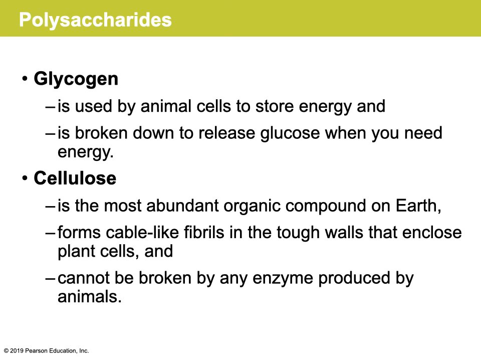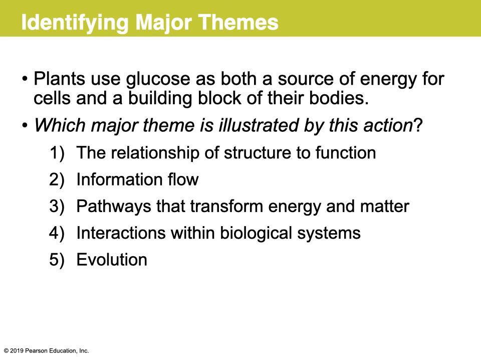Cellulose is really the most abundant organic compound on Earth, because think of all the plants out there. All those plant cell walls are made primarily of cellulose. If you look at them in close detail, you see that they form cable-like fibrils in the tough walls that surround a plant cell, and again, can't be broken down by any enzyme produced by animals. So here you can, again, the major themes, I'm going to tend to skip over these in the lectures and allow you to think about these as examples for yourself.